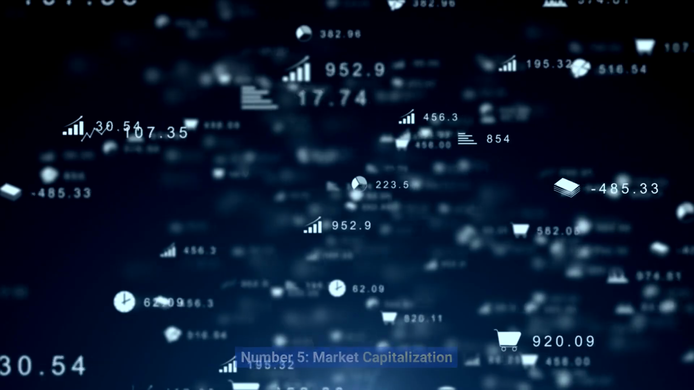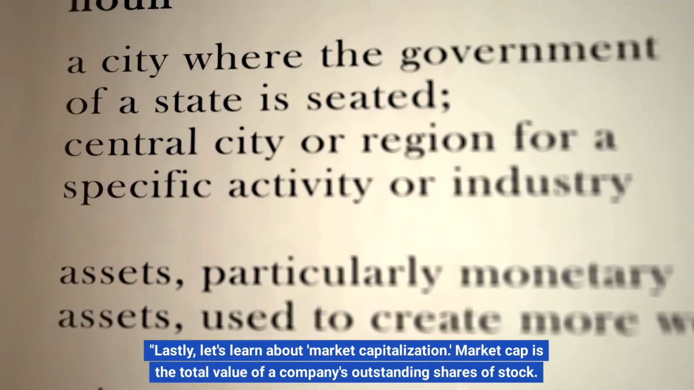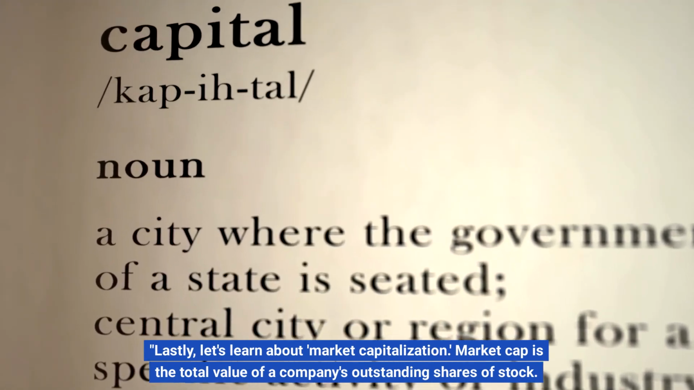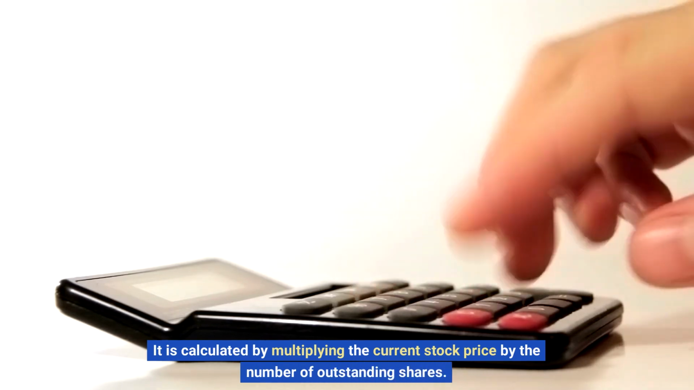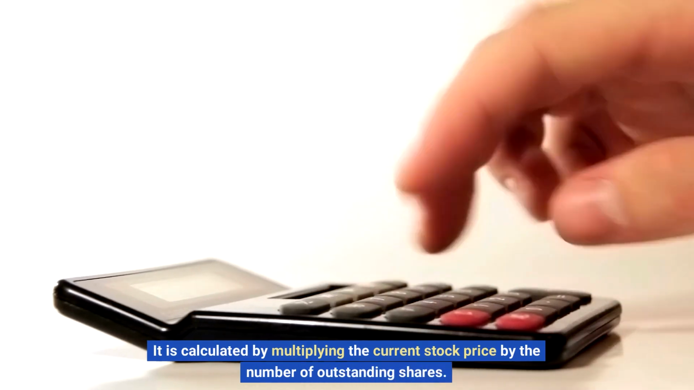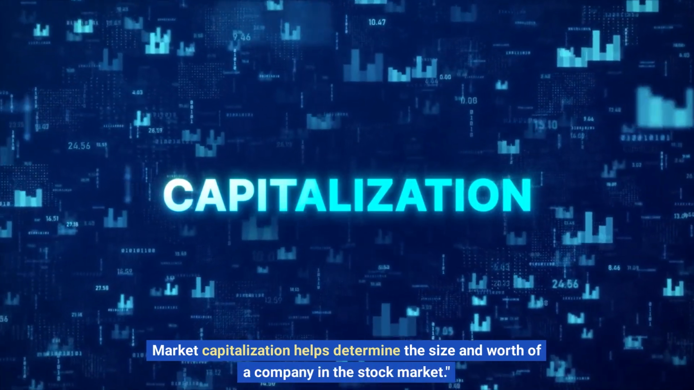Number 5. Market capitalization. Lastly, let's learn about market capitalization. Market cap is the total value of a company's outstanding shares of stock. It is calculated by multiplying the current stock price by the number of outstanding shares. Market capitalization helps determine the size and worth of a company in the stock market.